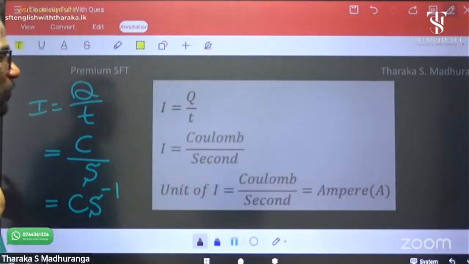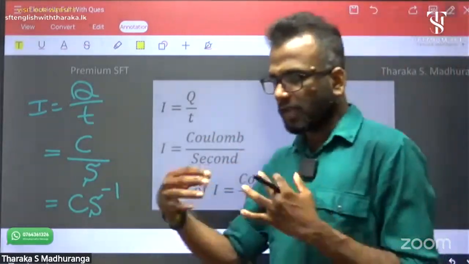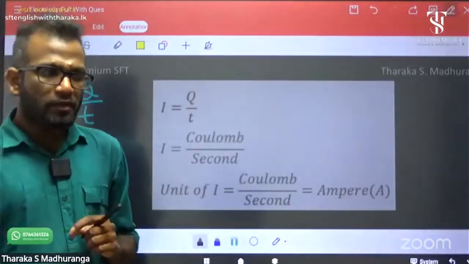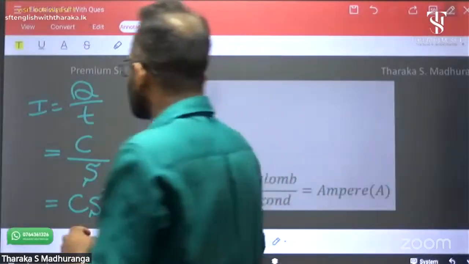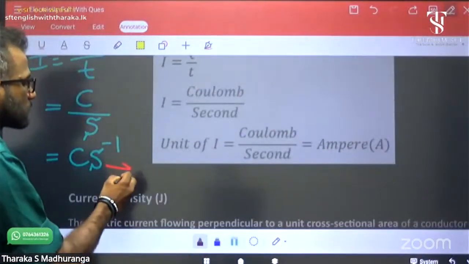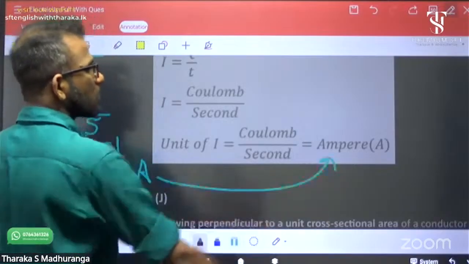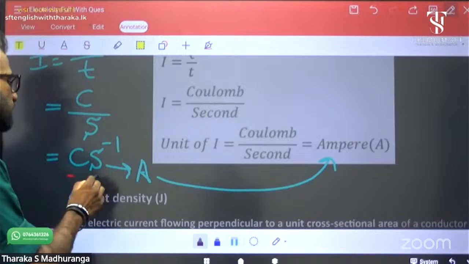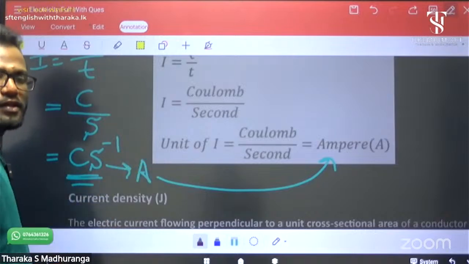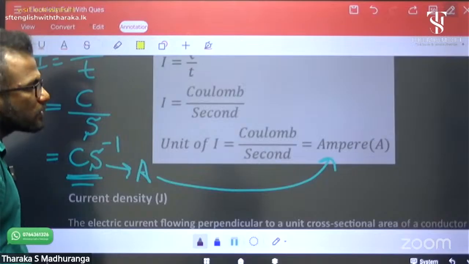But out of respect for the scientist who found this theory, the electron movement and everything, we consider the standard derived SI unit of current to be the ampere. Ampere is a scientist's name. Coulombs per second we consider as the derived SI unit, it's ampere. Okay, good point.